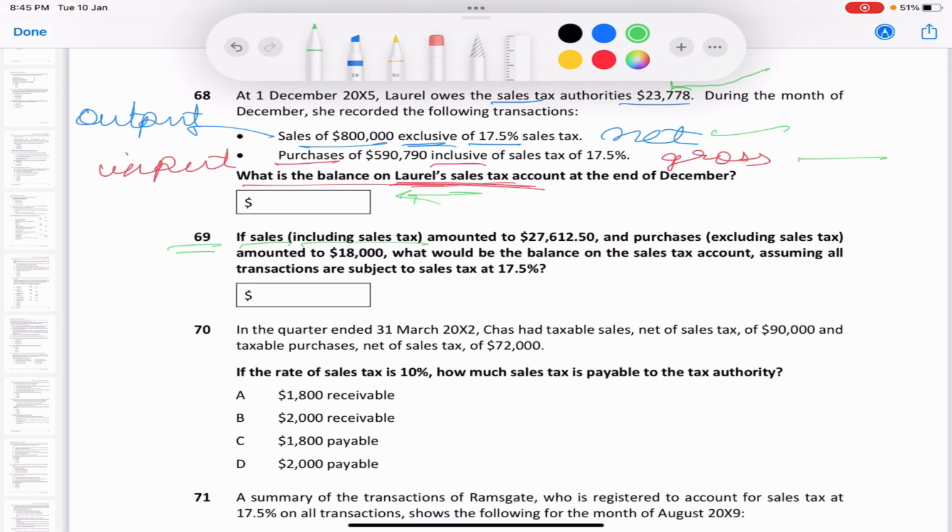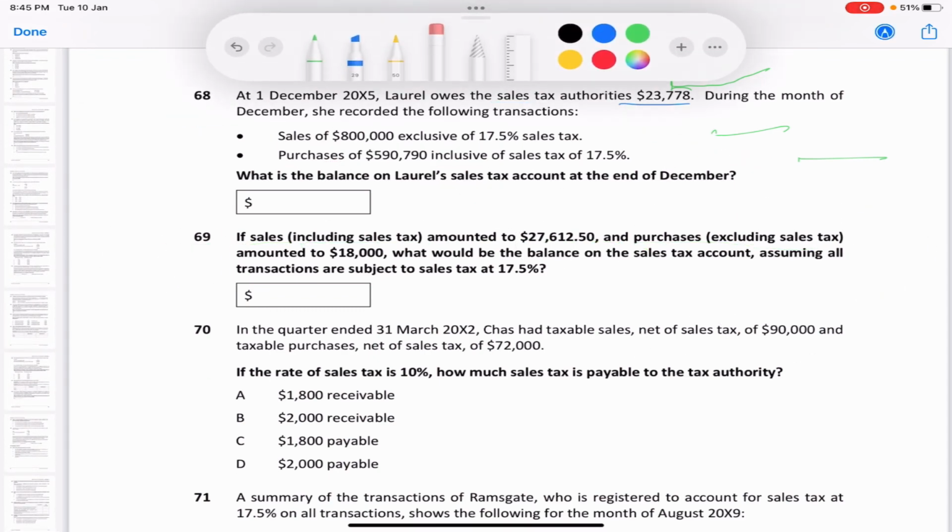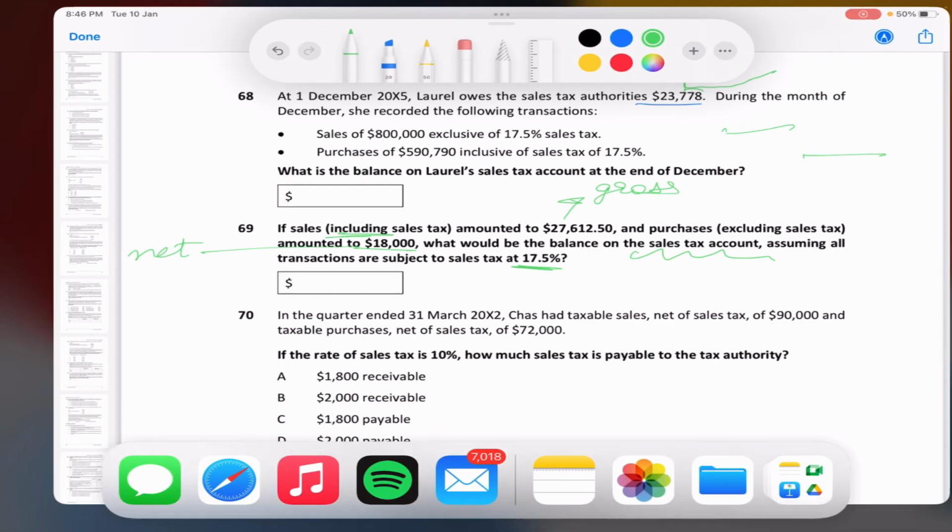If sales including sales tax amounted to 27,612 and purchases, okay, give me a second. If sales including sales tax amounted to 27,612, including sales tax, so this is my gross value. Purchases excluding sales tax, which is my net value. What would be the balance of the sales tax, assuming that all transactions are subject to 17.5? Okay, so I need to find how much net amount of sales tax is payable to the government, right? Let's do that.